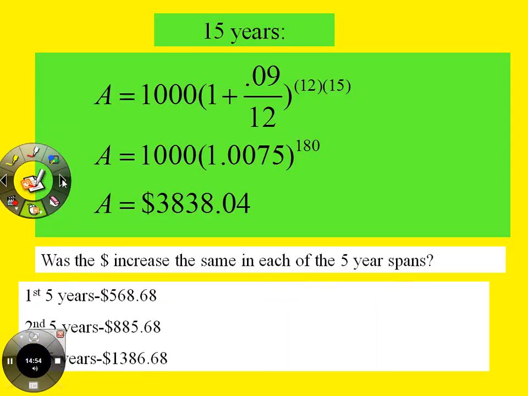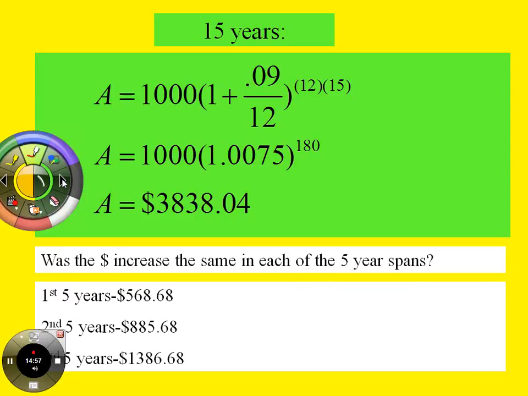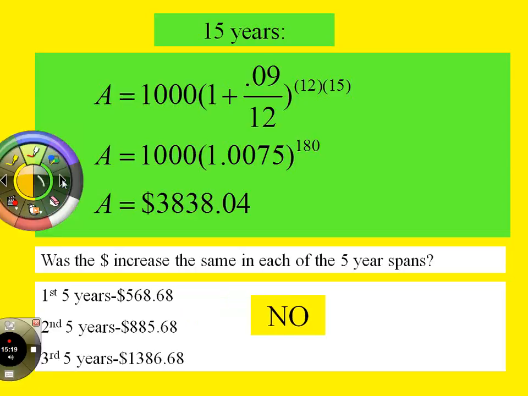So the first 5 years, we gained that much money, $568.68, because that was the total, 1565. And then the second 5 years, the difference between 1565 and 2451 was 885, so we gained a little more. And then the third 5 years, we went from 2451 all the way up to 3838. So that was more than a $1,300 increase during those 5 years. So we have a resounding no.